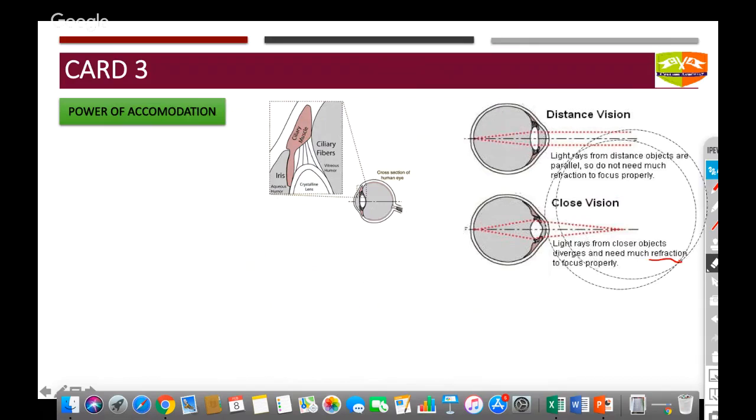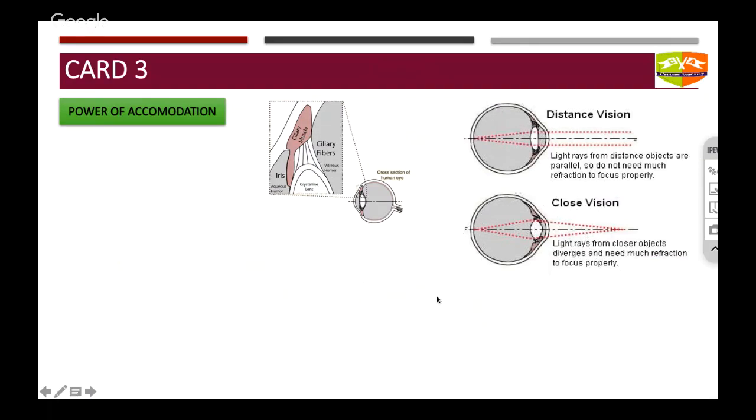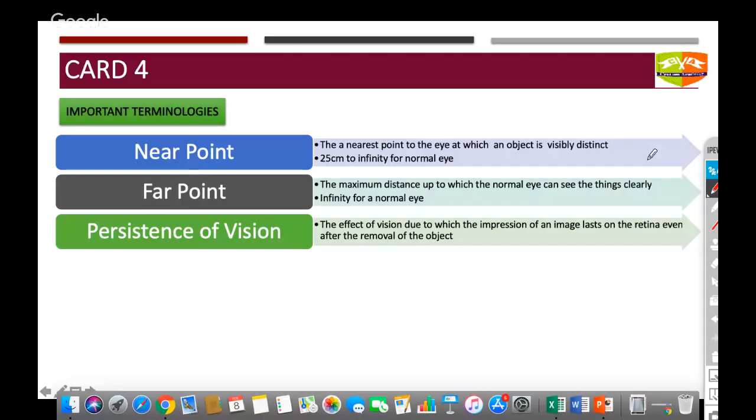After this, let me move to different important terminologies. It is called the near point. And what is the near point? The near point is the nearest point to the eye at which an object is visibly distinct. What do I mean by this statement? There is a limit to the power of accommodation of the eye. If something comes very near to a normal eye, the eye will not be able to make a proper image of that object. If this is my eye lens and I keep something very near to my eye, you can do that experiment now also.